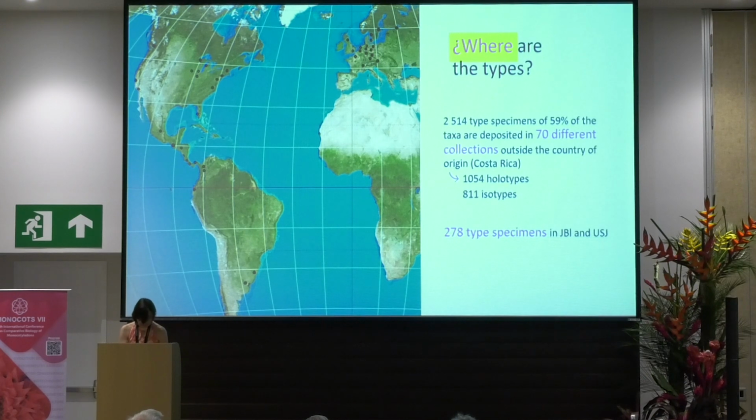Okay, but where are all these important specimens? You can see in this world map, there are Costa Rican type specimens in many collections, especially in United States and Europe. Few type specimens are in Latin American collections, sadly. At least 2,514 type specimens, representing 59% of the taxa, are supposed to be deposited in 76 collections in 15 countries.